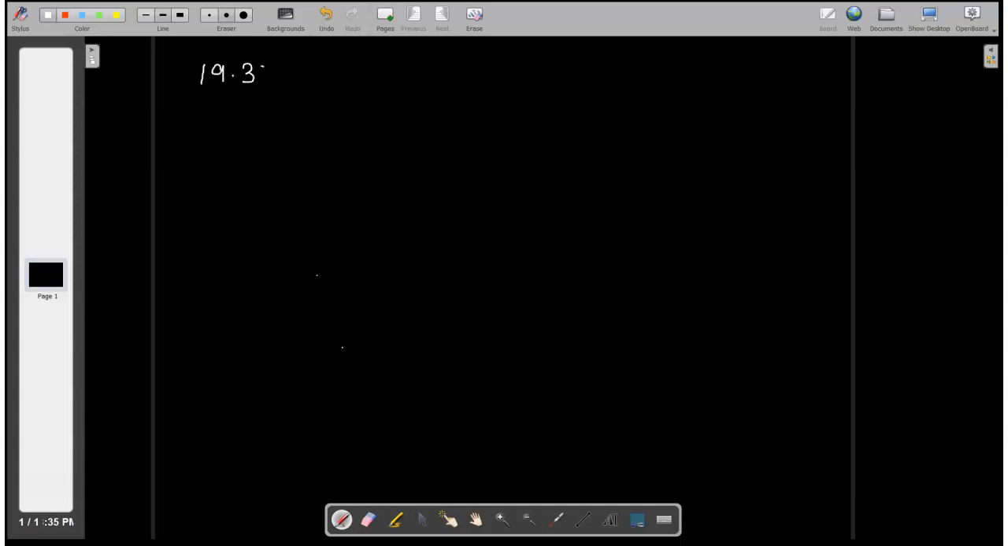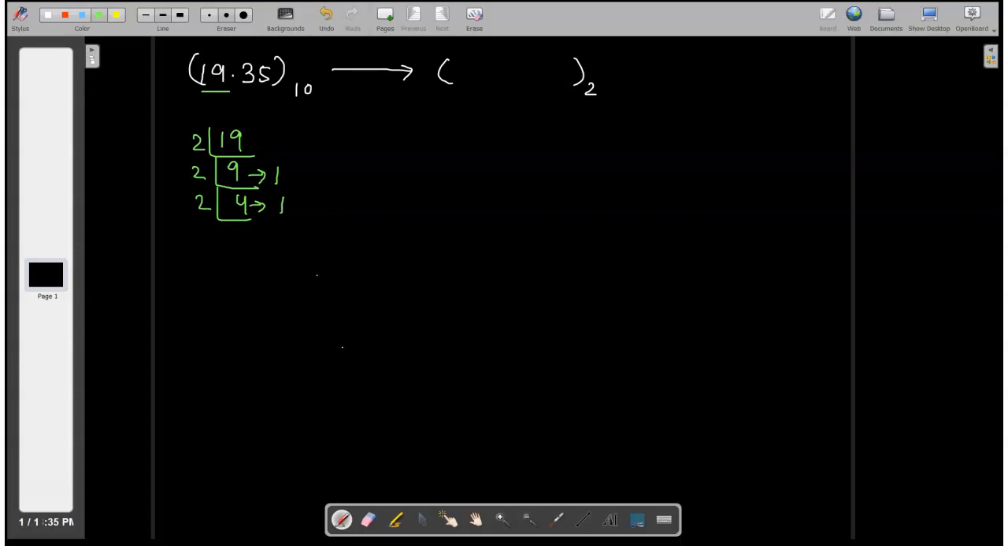Suppose you have a number like 19.35. It's a decimal number and you want to convert it into its binary equivalent. So how are you going to do? Now, I have already taught you for number 19, right? How do we do this if you have only 19? We take number 19 and we divide it with 2. So 2 9s are 18, remainder 1. 2 4s are 8, remainder 1. 2 2s are 4, remainder 0. 2 1s are 2, remainder 0.